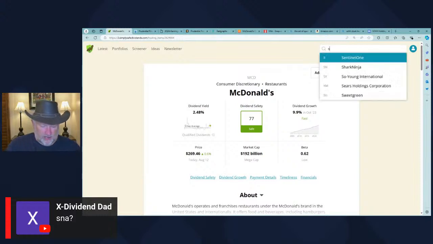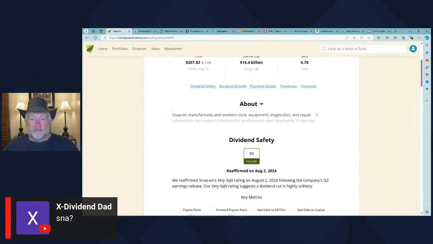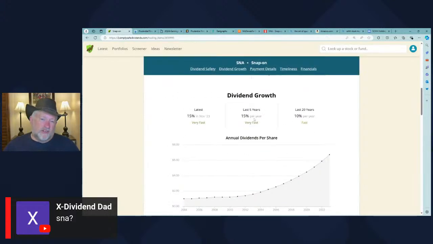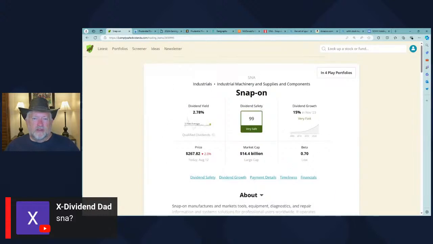What does it look like here? Wow, they're 99 dividend safety. Dividend growth is 15%. Let's see what the 15-year is. The 5 years is 15 also. Yeah, so Snap-on looks good. It looks to be a bit overpriced though, for my liking.